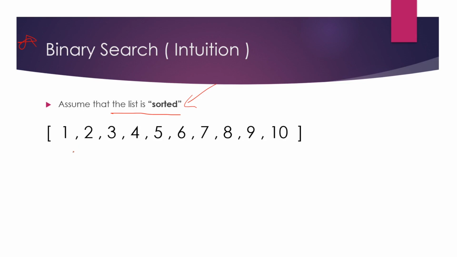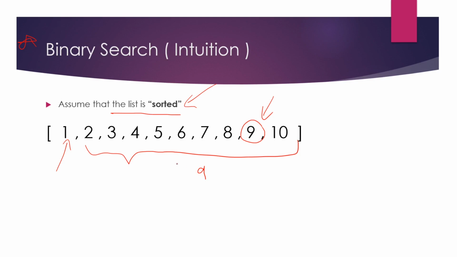So let's assume we have a sorted list in increasing order from 1 to 10, and your job is to find number 9, which is right here. And now let's say you're using linear search to search for number 9. You're starting at position 1. Then it takes you at most 9 times to scan all these 9 elements and then find your number 9.